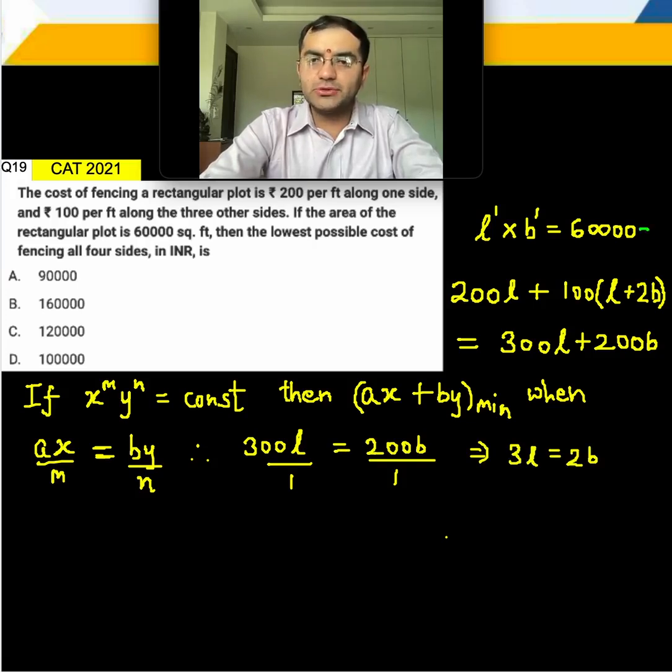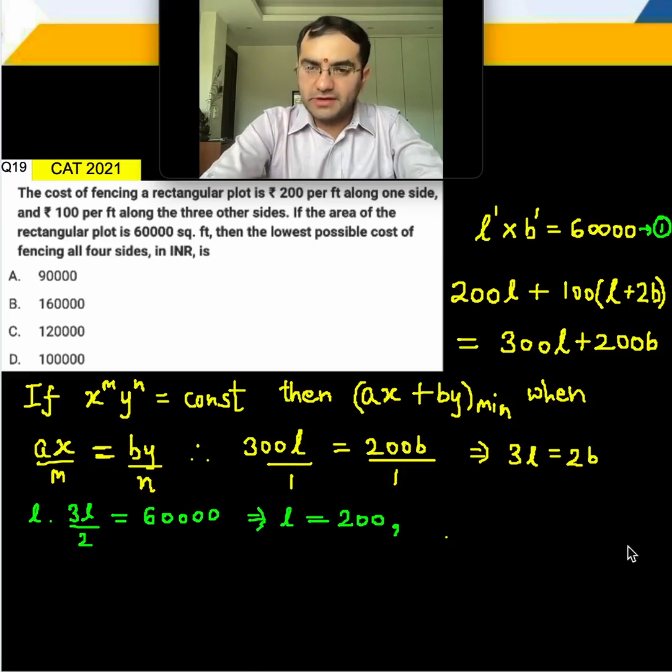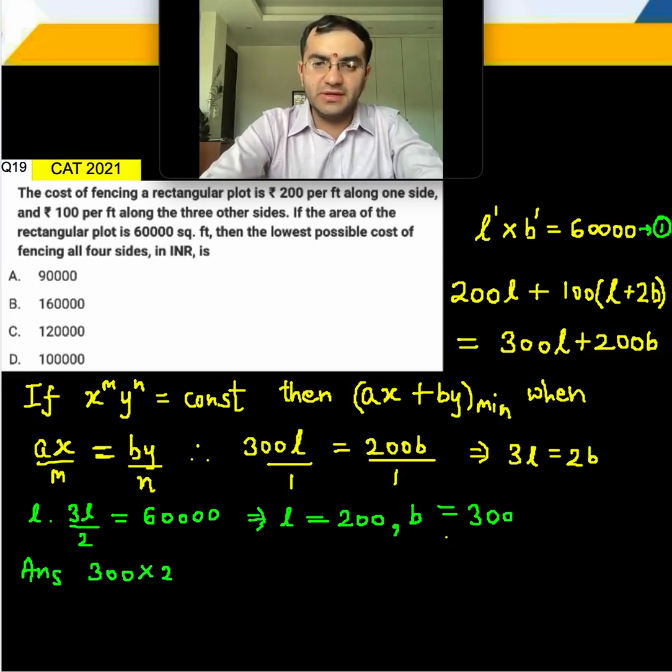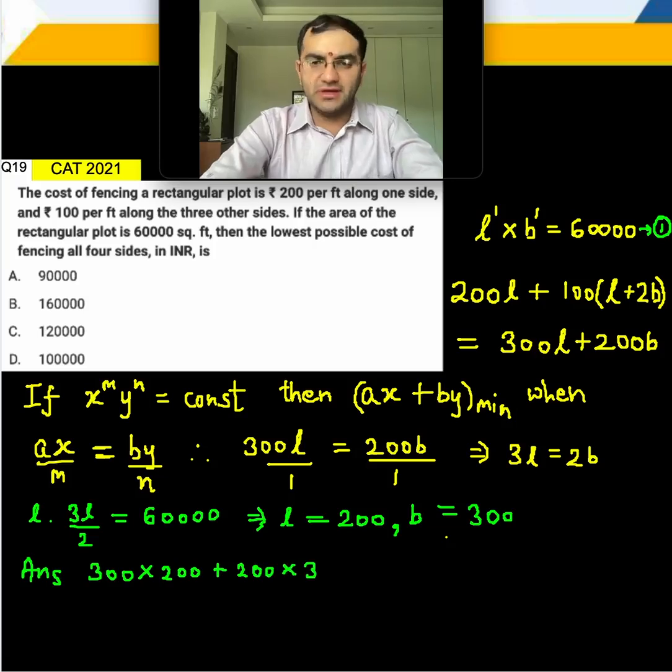I'm going to put this into equation number 1 now. Put L as 3L upon 2 for B over here, right? So L into 3L upon 2 is 60,000, which gives 40,000. L square is 40,000, L is 200. Put it back over here, putting L as 200 you will get B as 300. Substitute the values and you'll get your answer. You will get 300 into the length 200 plus 200 into the length 300, which gives you rupees 120,000.